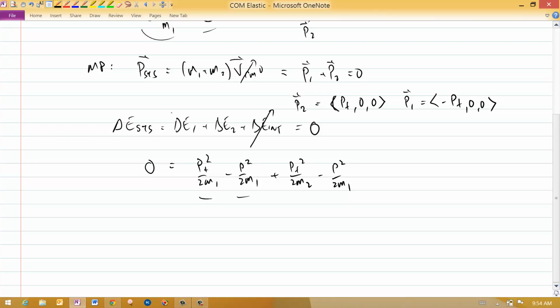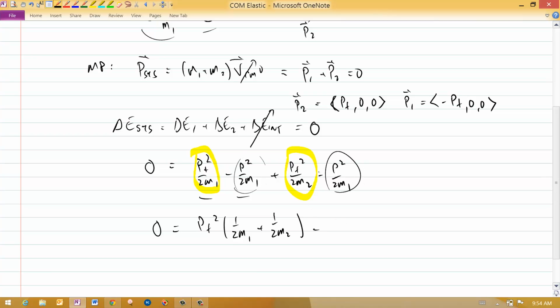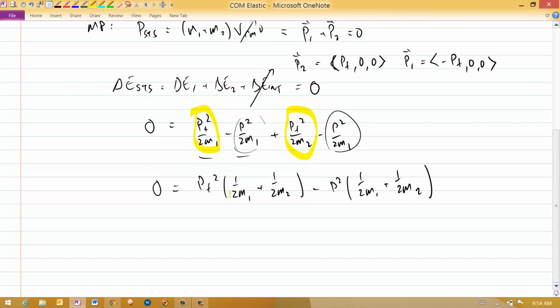I've got two terms with P final in them, one belonging to particle 1, one belonging to particle 2, so let's put those together. I get 0 is equal to P final squared times 1 over 2m1 plus 1 over 2m2. And then I've got these two terms that involve P squared. I'll put those together with a minus sign, and I'll factor out the P squared, 1 over 2m1 plus 1 over 2m2. Notice I've got a similar term here, so I can cancel that off. What I get is P final squared is equal to P squared.